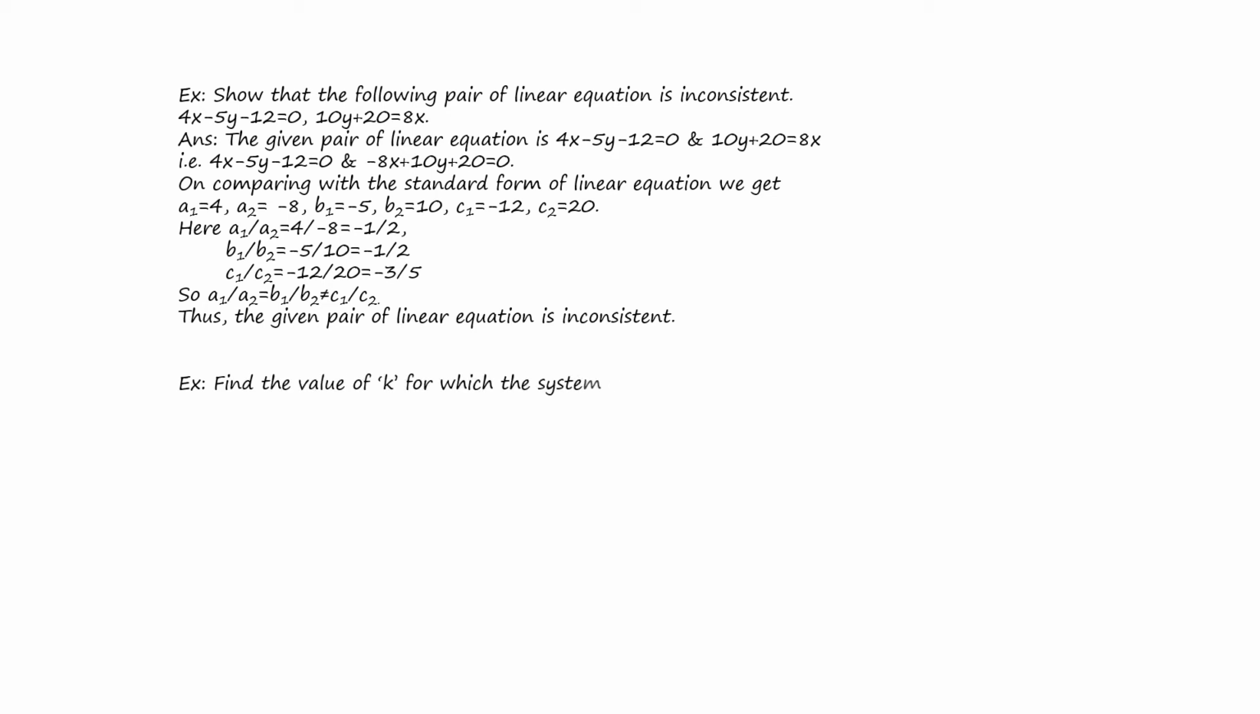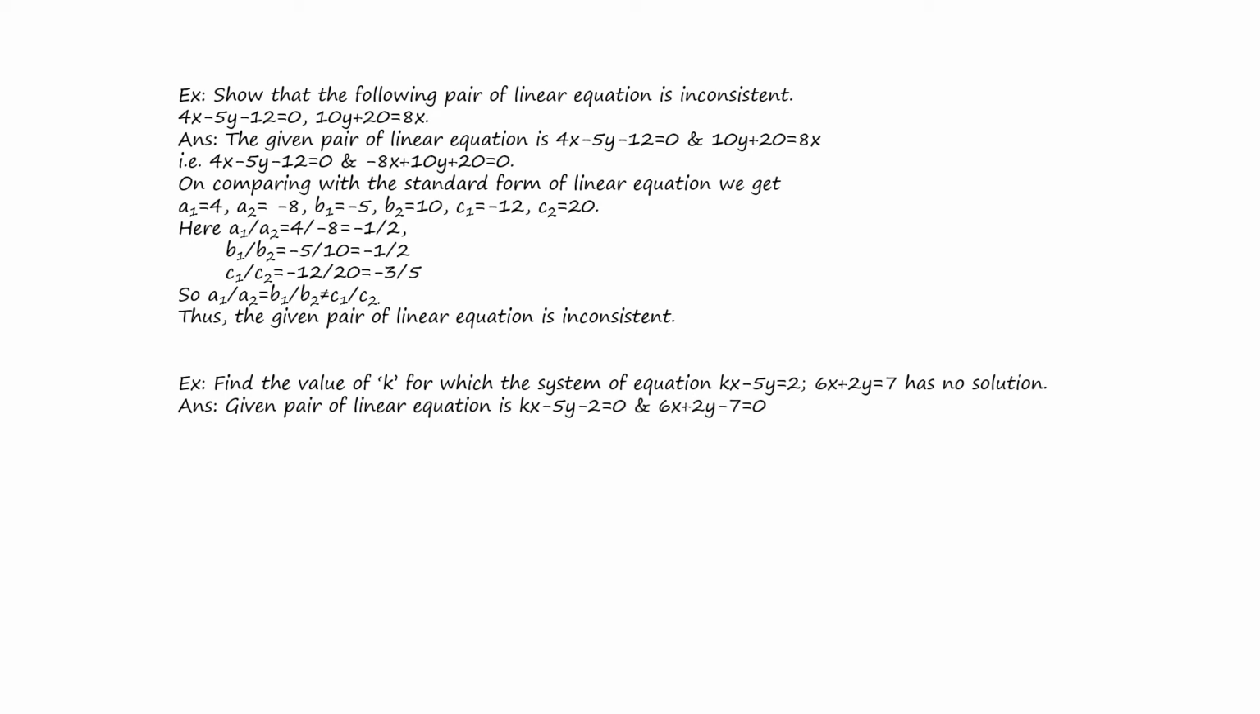Let's see another example. Find the value of k for which the system of equations kx minus 5y equals 2 and 6x plus 2y equals 7 has no solution. So the given pair of linear equations is kx minus 5y minus 2 equals 0 and 6x plus 2y minus 7 equals 0. On comparing both equations with the standard form of linear equations, we get a1 equals k, a2 equals 6, b1 equals minus 5, b2 equals 2, c1 equals minus 2, c2 equals minus 7.